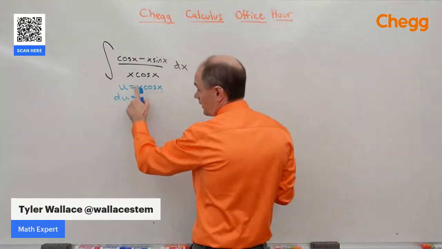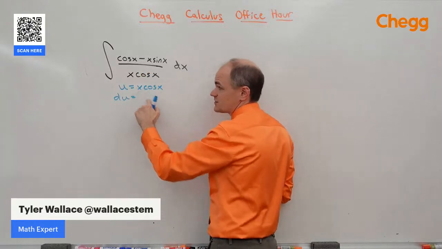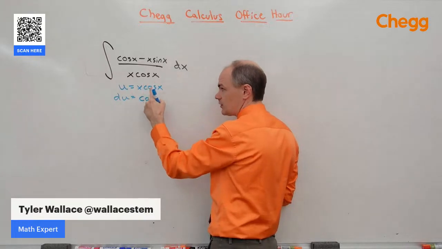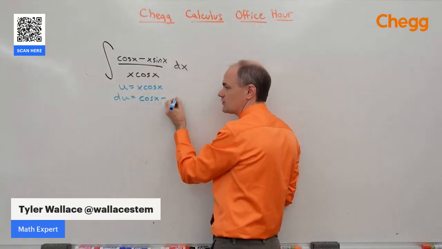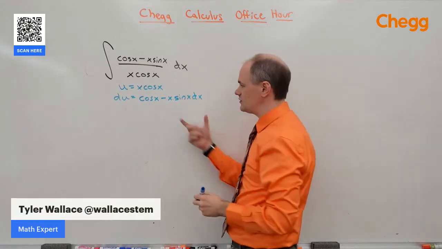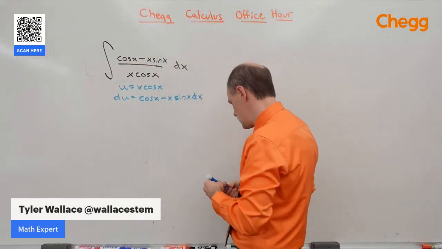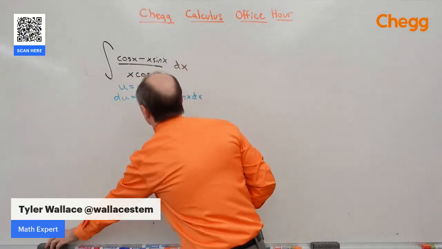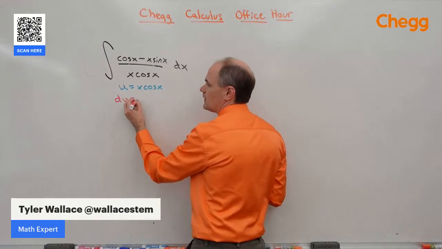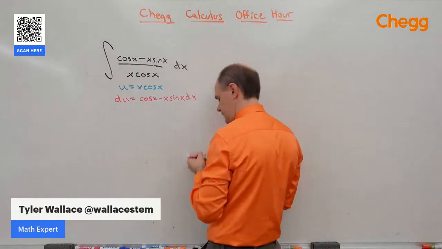The derivative of the product is the derivative of the first times the second plus the derivative of the second times the first. The derivative of x is 1 times cosine of x plus the derivative of the second. The derivative of cosine is negative sine times the first, which is x, dx. And you notice that is exactly what's up here multiplied by the dx. So what ends up happening, and actually I'm going to color code this a little bit better, we'll write this du is cosine x minus x sine x dx.